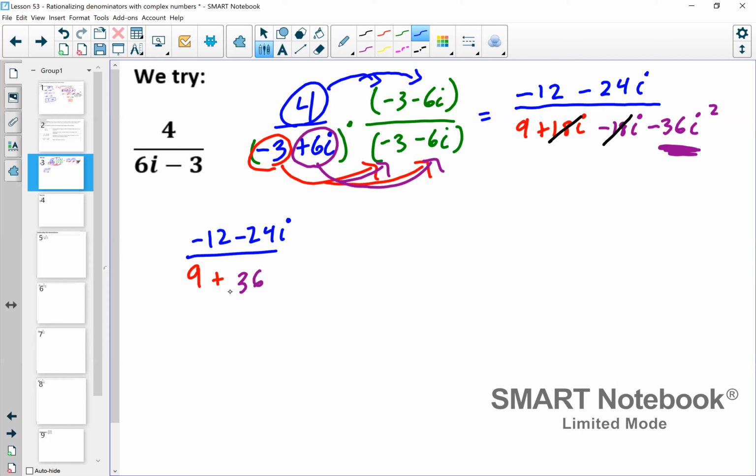Now we can look at the bottom and see, well, we can add those numbers. So let's make that more simple and combine. So -12 minus 24i over, well, 9 plus 36 simply gives us a 45.